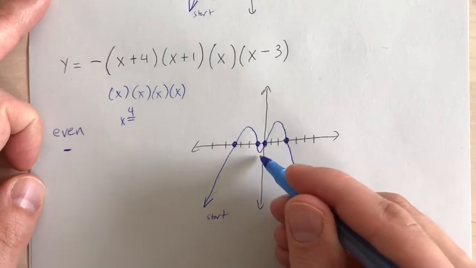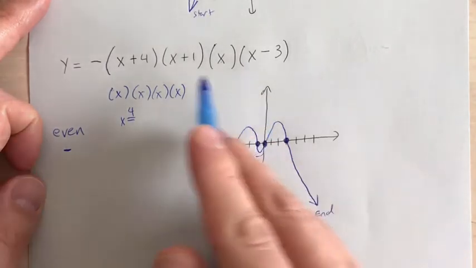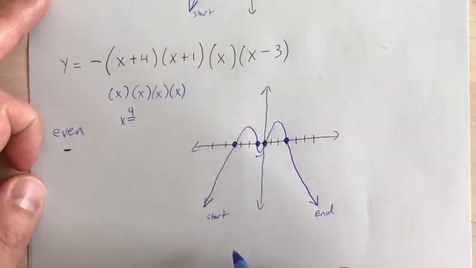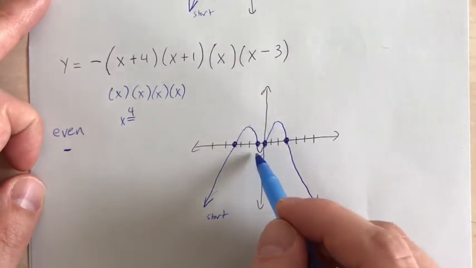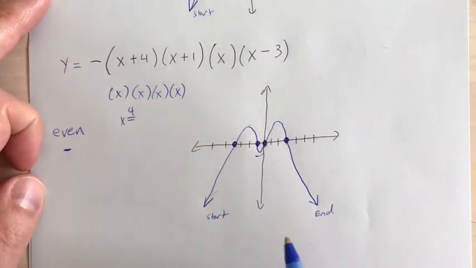Again, don't worry about how far down this graph goes. If you were to graph this on a calculator, it might not end up looking like this. The idea is just getting used to, hey, this guy is above the x-axis, this guy is below, this guy is above, that kind of thing, okay?